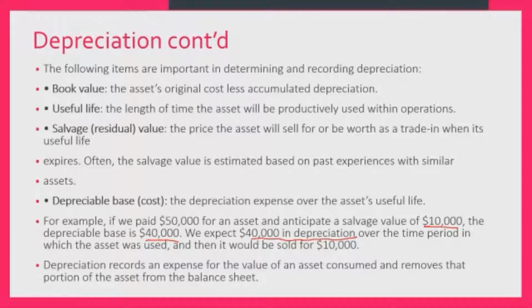Depreciation records an expense for the value of an asset consumed and removes that portion of the asset from the balance sheet. So if you paid $50,000 for it, every year the balance sheet won't show a $50,000 asset. It will show less accumulated depreciation in the second year, less in the third year, and so forth until it's no longer part of the balance sheet.